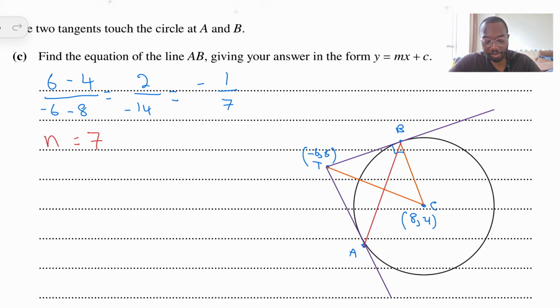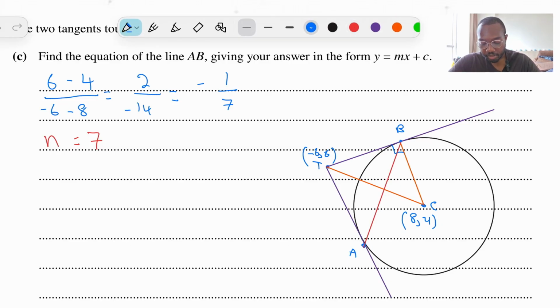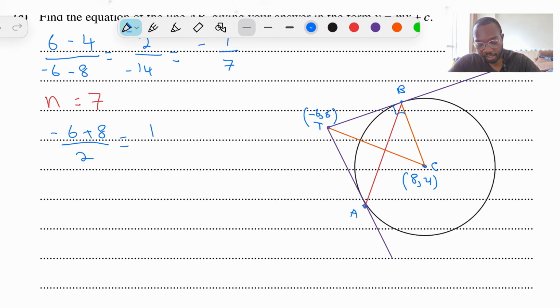So all we need to do is work out the midpoint. Fairly easy to work out here. You can just do minus 6 plus 8 over 2, and that gives us 1, so our x coordinate is 1. And the same for the y coordinates: 6 plus 4 over 2 gives us 5. So our y coordinate is 5. So that 1, 5 is on that line AB.